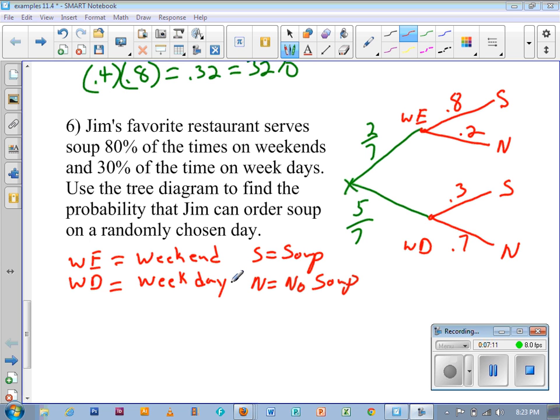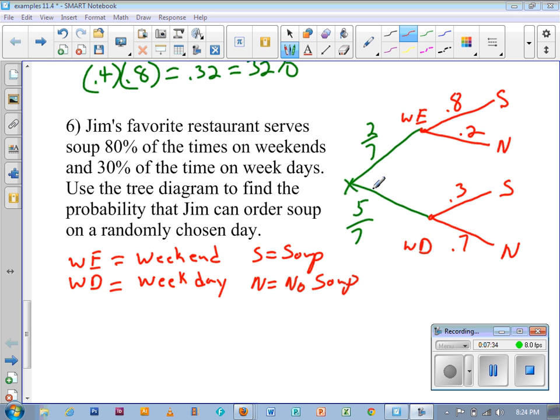And I think you know what we're going to consider a weekend, Saturday and Sunday, and there are 2 of those days out of the 7. And of course, weekdays are 5 out of 7. There's Monday through Friday. And so our probability of just showing up at the restaurant and having it be a weekend is 2 out of 7. For it to be a weekday is 5 out of 7, which created our first set of branches in green.